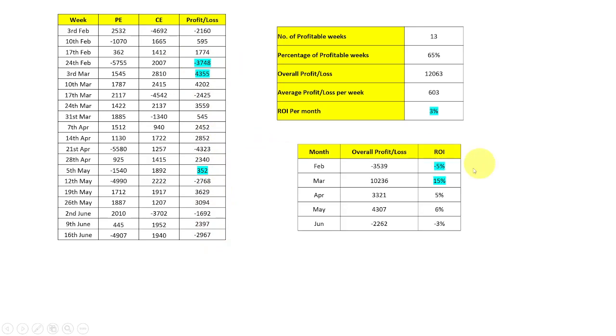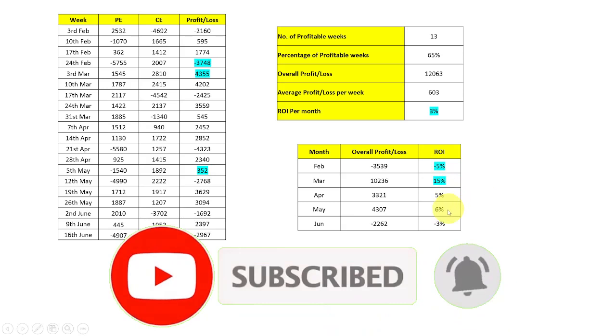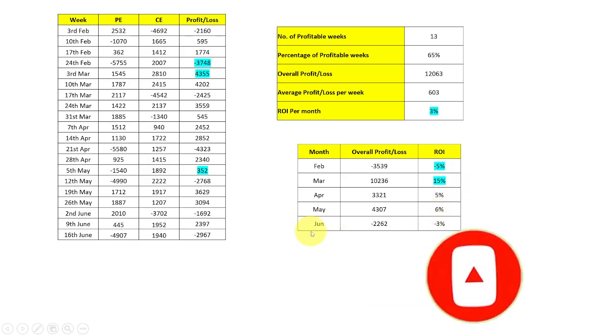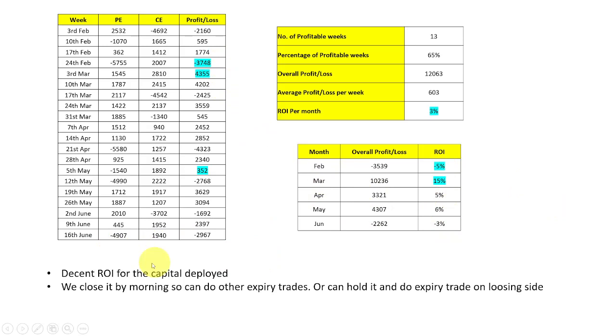Now again coming to month over month, what is the return on investment? You can see February month it was a loss of 5%, mainly because of this week, which was totally unusual. And March month was the best month, where we ended in profit of 15%, and April and May were decent, 5%, 6% return. June till now it is minus 3%. We still have 2 more weeks, I believe, 23rd and 30th June. So we might even break even, or I don't know what is going to happen, but it is not yet over. So out of the 4 completed months, only 1 month we were in loss, and that month was totally unfortunate when we had so many news. The other 3 months were in profit only. So it's a very decent return on investment for the capital deployed.